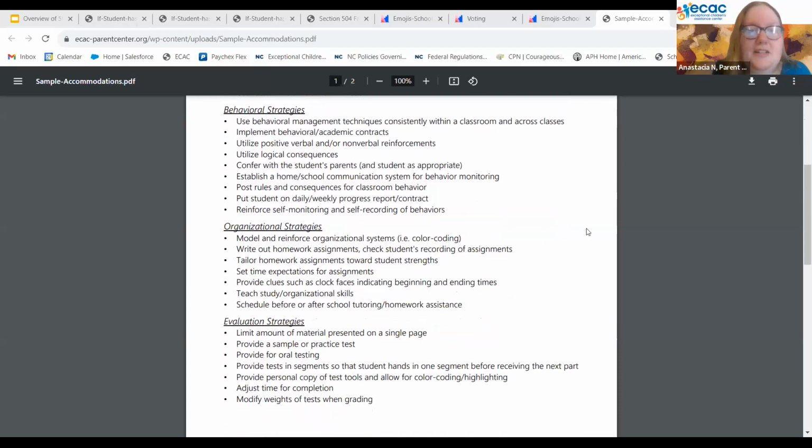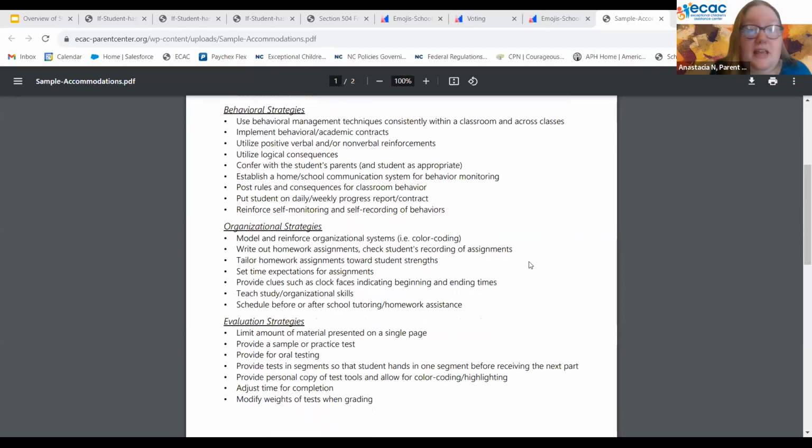Organization strategies, that could be a planner that lists assignments. And when you think about these things, they can be pictures too. Some kiddos respond better to pictures. If they need a picture of their assignments, it's okay to ask for that. You can model and reinforce systems like color coding. They could have a peer buddy who they can check with about their assignments.